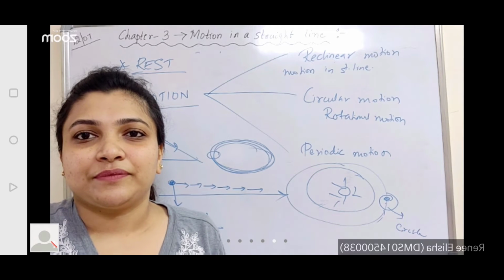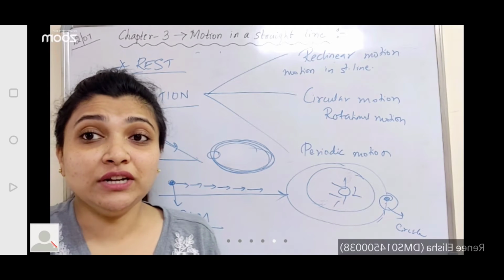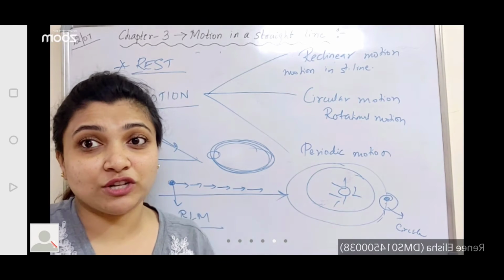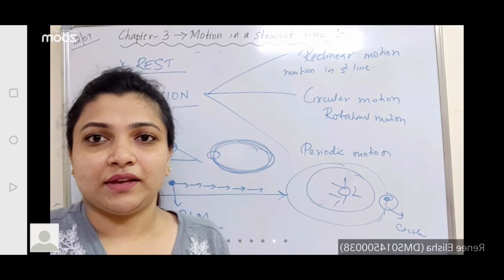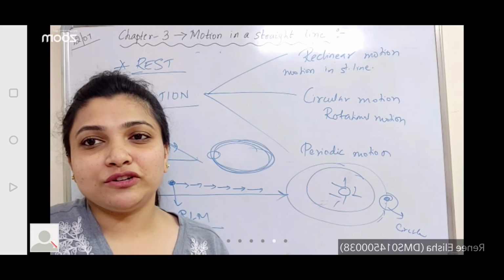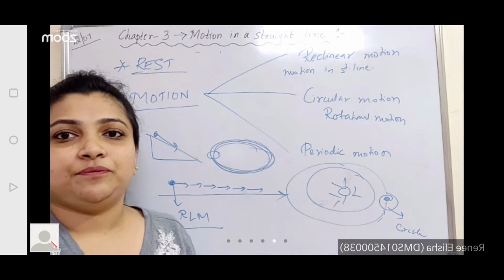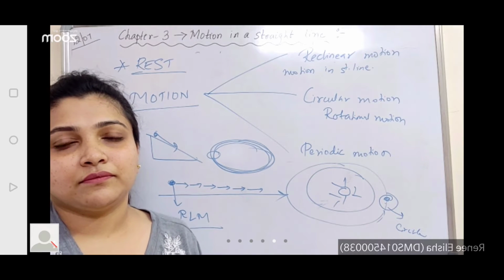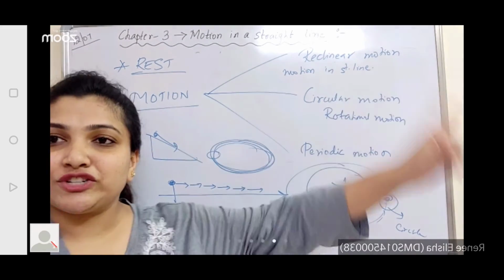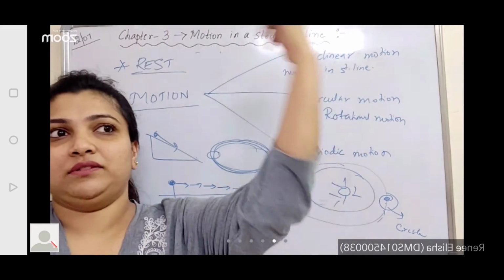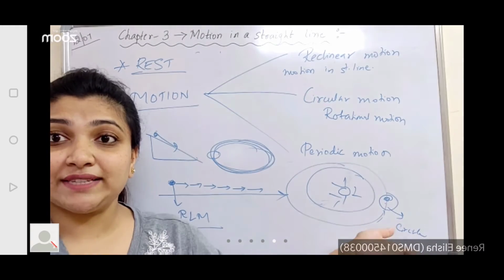Yes. Anybody else, children? But rotational motion, you can say yes, because it's rotating about its axis. Correct? Yes, ma'am. Anybody else, children, who want to give examples for circular motion? Yes. Now, if I say there is a circular track field and you have to run around the circular track field, again you are in circular motion, right? So that can also be an example of circular motion.